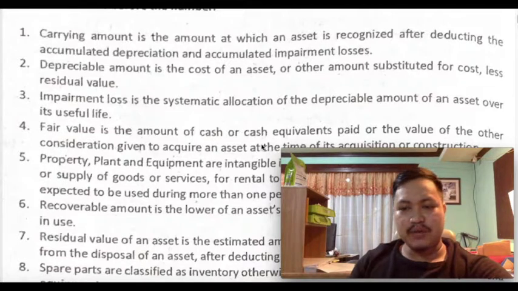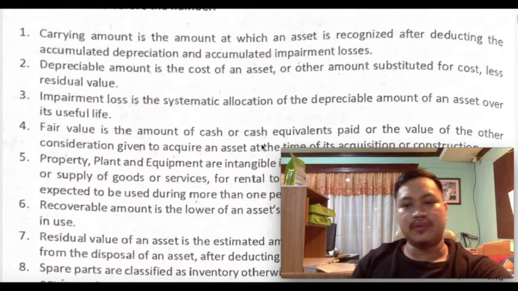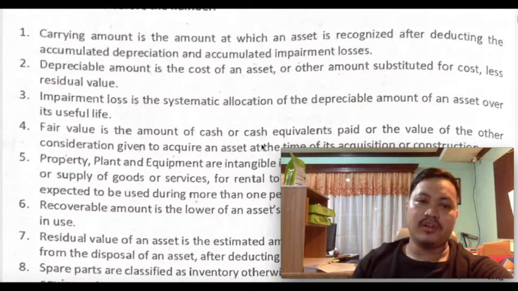So even without studying PAS 16 or the subject before class, you are expected to have an idea already as to what depreciable amount is. Because in your discussion of basic accounting class, specifically during the preparation of adjusting entries, one of the commonly prepared adjusting entries is with regard to the recognition of your depreciation expense and the accumulated depreciation.